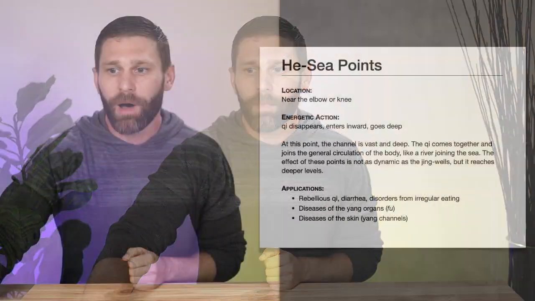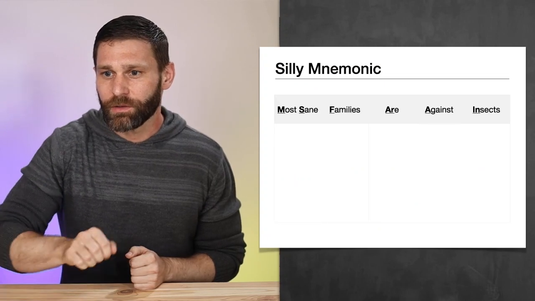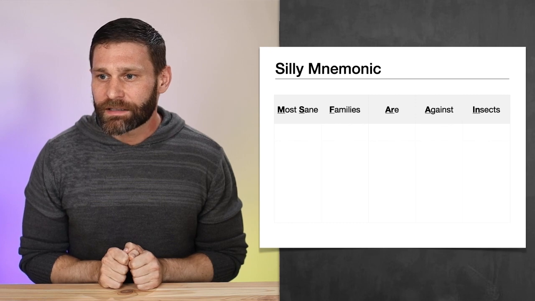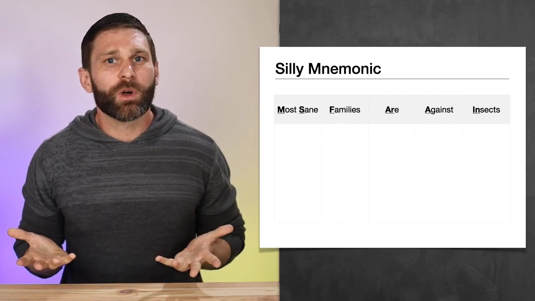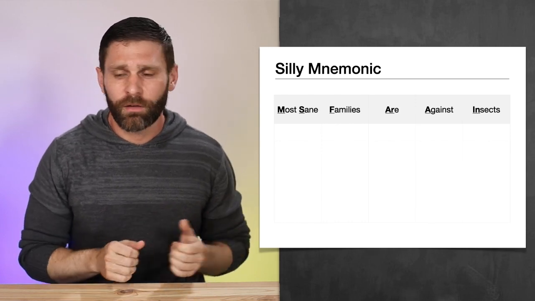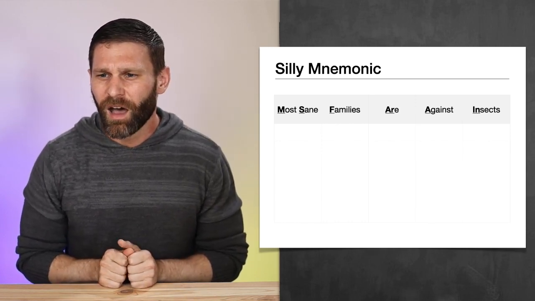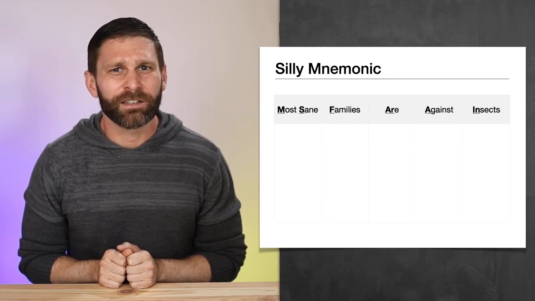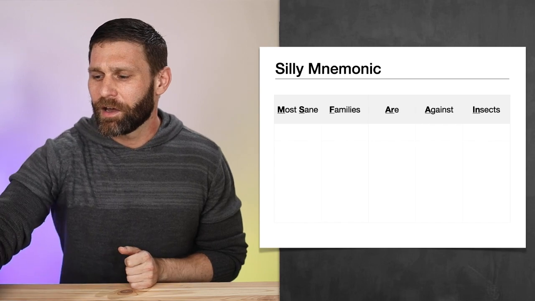So how do we remember the functions of all these points? Because that was a lot of information on all those slides. What's an easy way to remember that? Well, when I was in school, we had a mnemonic device that we used. Most sane families are against insects. This is one that I learned in school. I'm not sure who came up with it, or if it was just my teacher or if it existed before that. I always thought it was kind of funny because most sane families are against insects just sounds kind of weird.